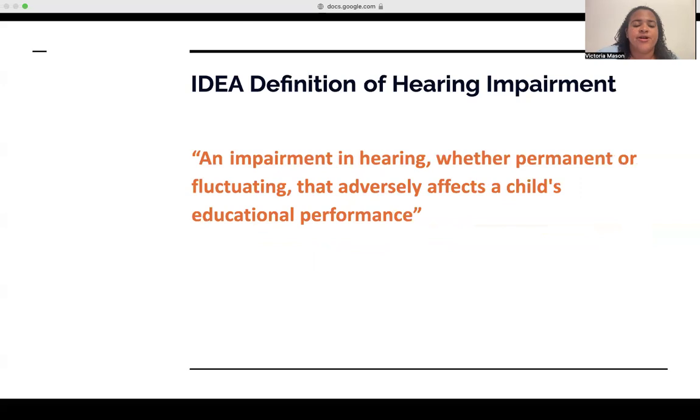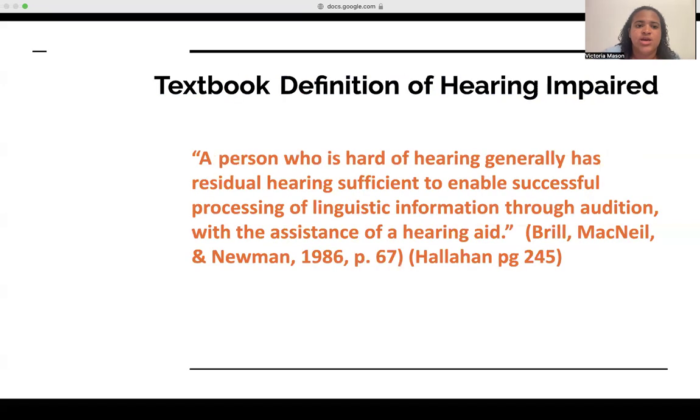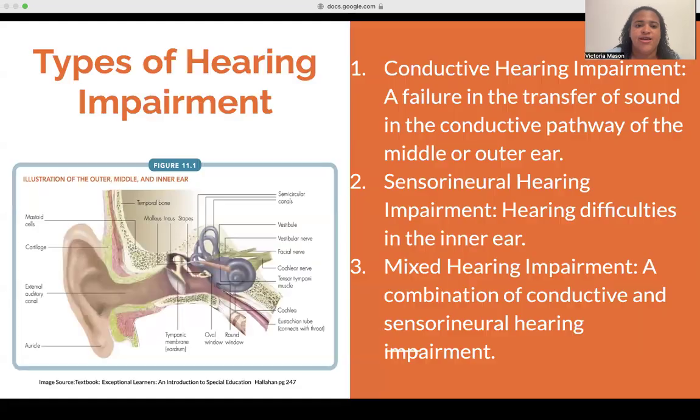And then for hearing impairment, according to IDEA, the definition is an impairment in hearing, whether permanent or fluctuating, that adversely affects the child's educational performance. And then the textbook definition of hearing impaired is a person who is hard of hearing, generally has residual hearing sufficient to enable successful processing of linguistic information through audition with the assistance of a hearing aid.